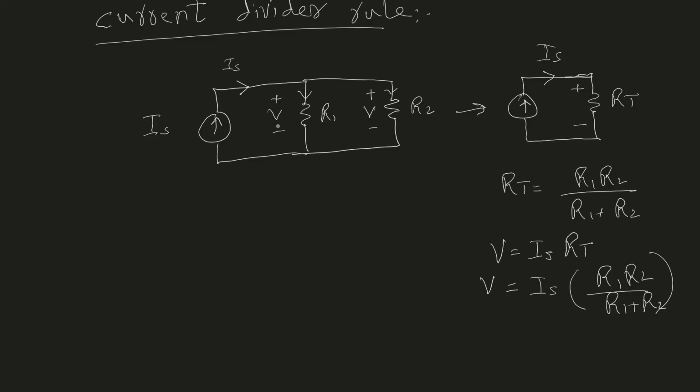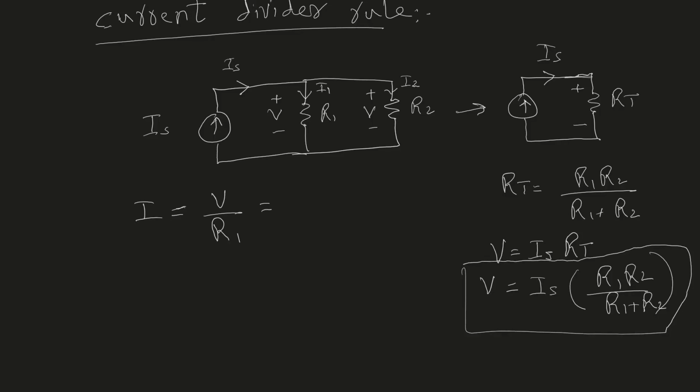Now I know the 2 quantities, voltage and resistance, so therefore I can find the current I1 and the current I2. Now I1 should be equal to the voltage drop across the resistor divided by the resistor 1, R1. The voltage we already found over here. We will plug in this value, and that is IS times the quantity in the parentheses, but I have to divide that with R1, so therefore I'll be left with R2 divided by R1 plus R2.